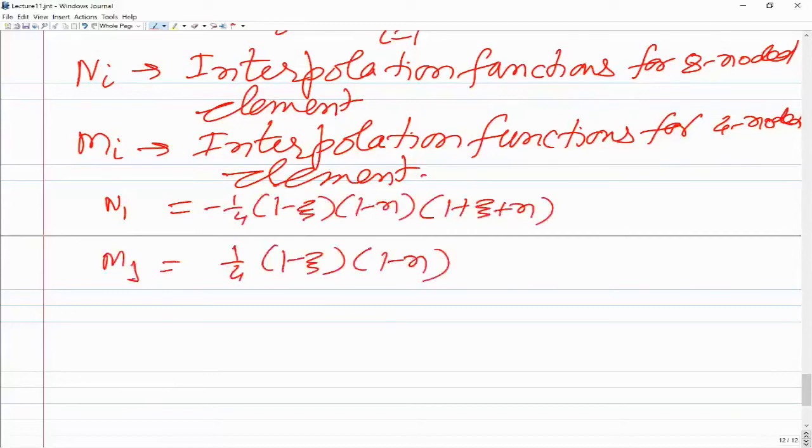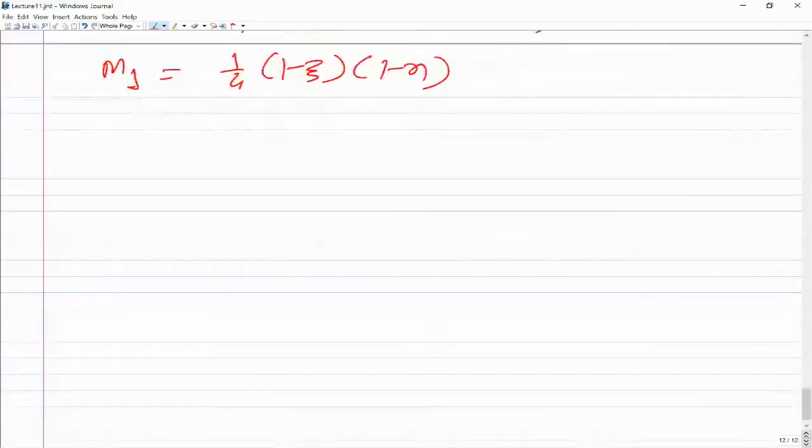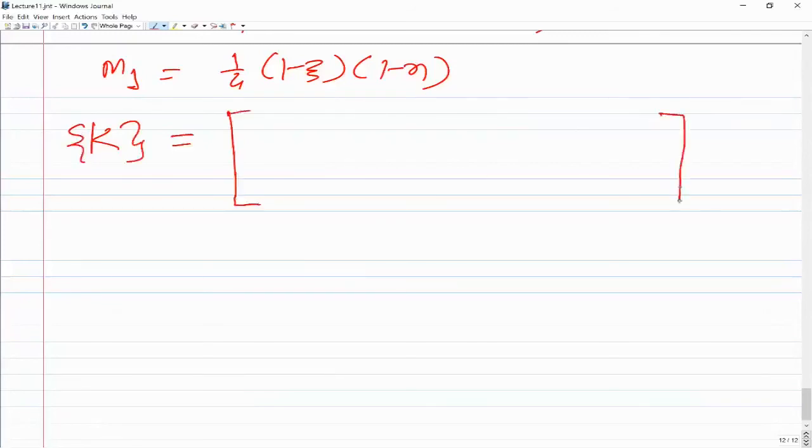So now when you look at the development of the element level governing equations, it is exactly the same as what we talked about earlier. So if you look at the kappa, the tensor can be written in terms of the B matrix. So the form of the B matrix, if you look at, this will be the B matrix.